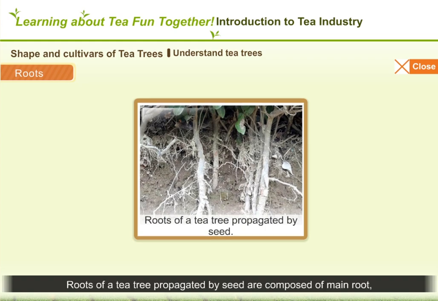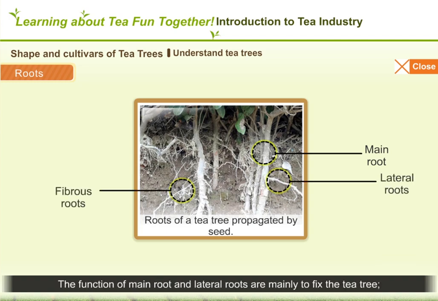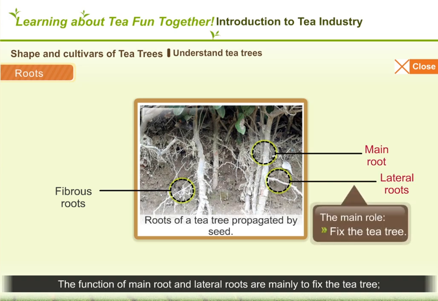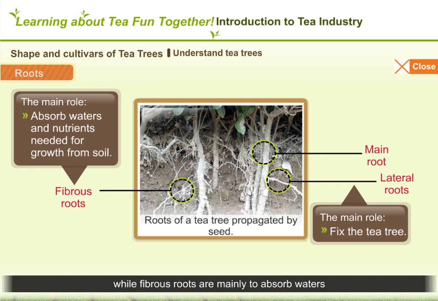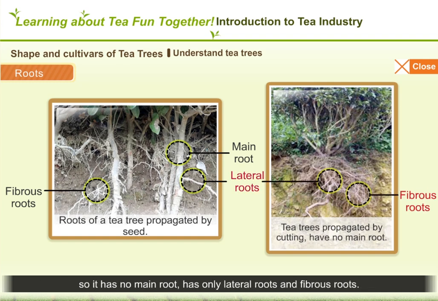Roots. Roots of a tea tree propagated by seed are composed of a main root, lateral roots, and fibrous roots. The function of the main root and lateral roots is mainly to fix the tea tree, while fibrous roots are mainly to absorb water and nutrients needed for tea tree growth from the soil. If the tea tree is propagated by cutting, since the roots develop from the tissues under the cortex of the stem base, it has no main root, only lateral roots and fibrous roots.